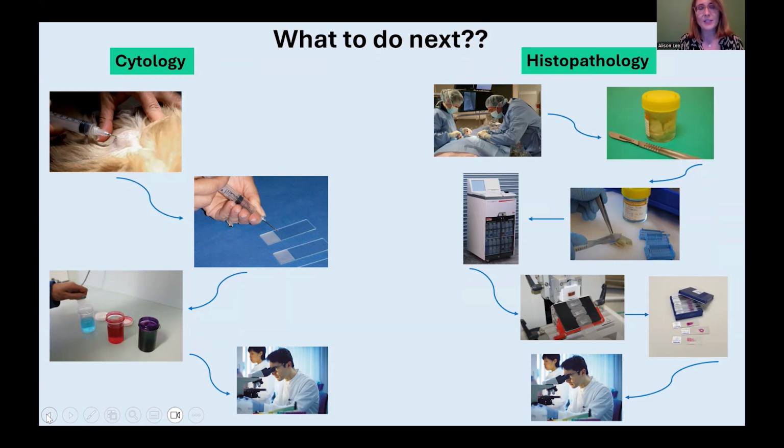Alternatively, in histopathology, the animal is usually put under general anesthetic and a solid piece of tissue is removed from the mass or the organ. It's preserved in formaldehyde. A small piece of tissue is cut off this and it goes through a tissue processor. It's then embedded into a wax block, and very thin slices of this are cut, put on glass slides, stained and examined under the microscope. And you can now just bring up an image of what these look like.